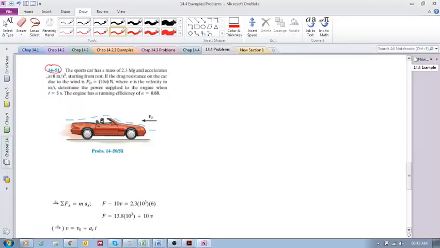Okay, 1451. Here we have a sports car. It has a mass of 2.3 megagrams, 2,300 kilograms, and accelerates at 6 meters per second squared, starting from rest. Remember, drag is kind of a wind resistance. As the car is moving forward, there's this drag resistance, wind resistance, that wants to slow the car down.